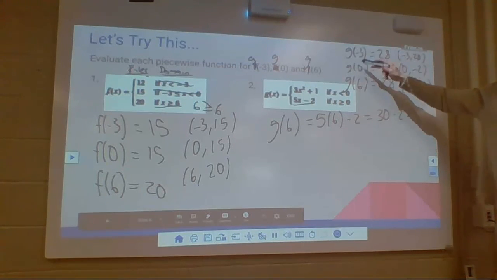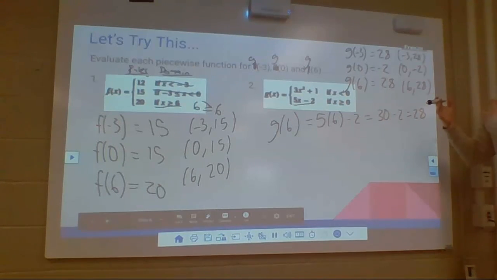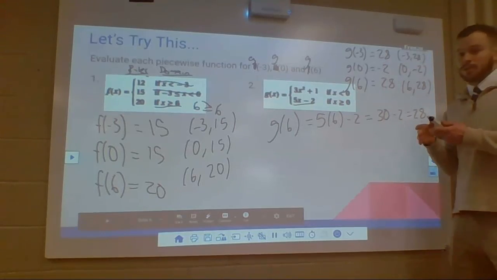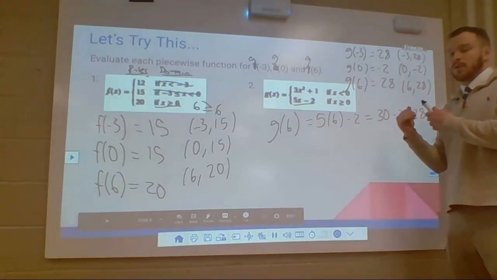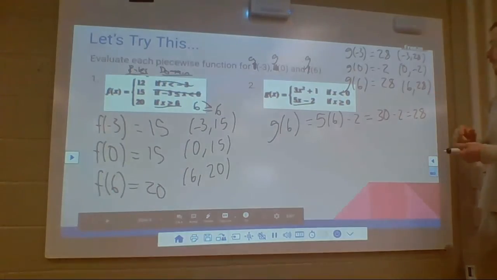So these were the x values, right? And these are the y values that we get out when we substitute those x values in. Remember, input, x values, output, y values. So these are the y values that we got out.